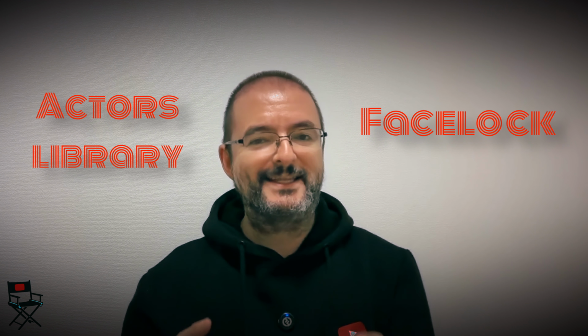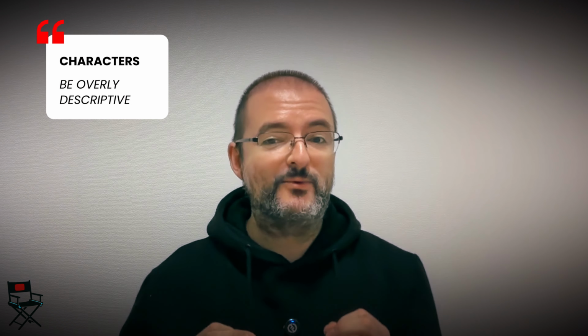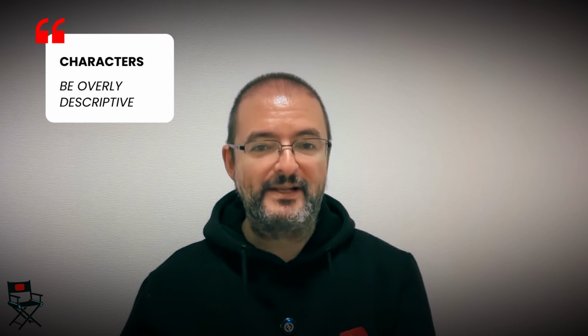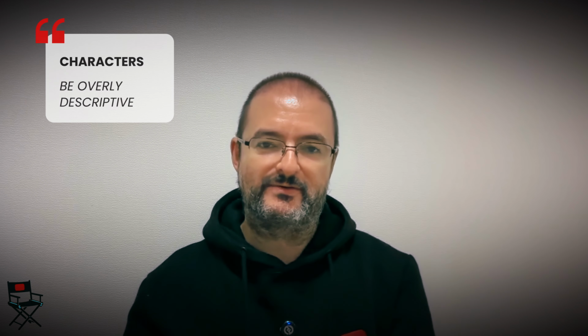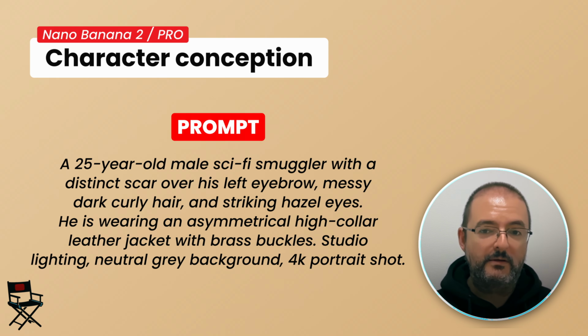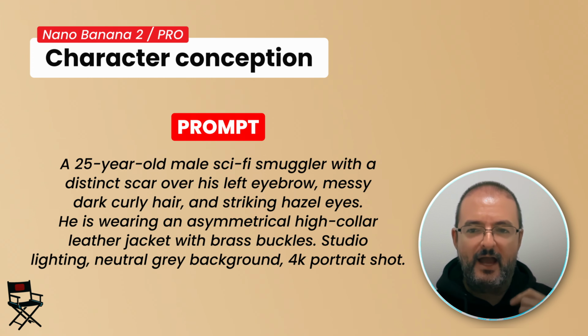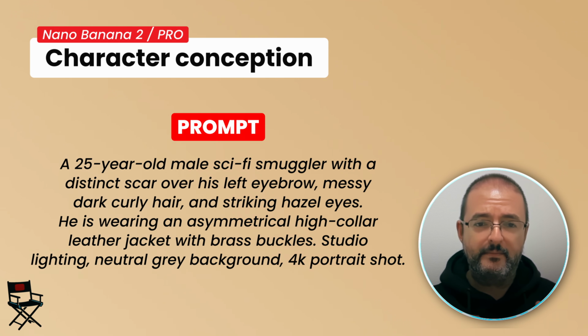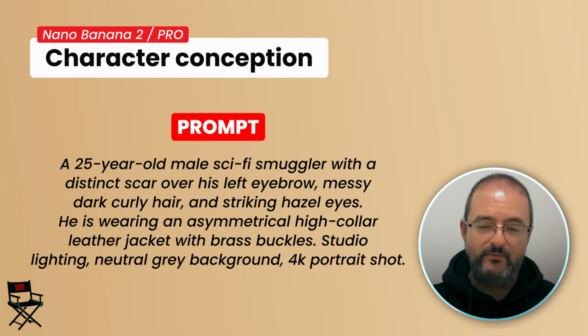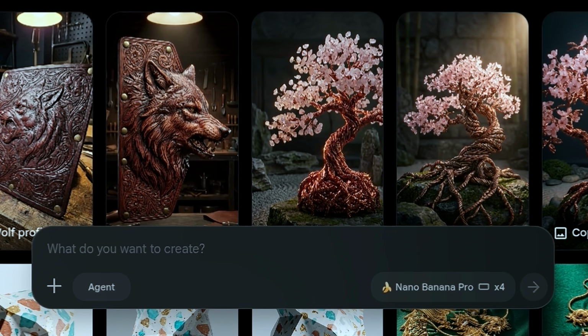First, we need to cast our lead. We are going to use Nano Banana 2 to generate a highly detailed base image. When creating a character, be overly descriptive about their permanent features. A 25-year-old male sci-fi smuggler with a distinct scar over his left eyebrow, messy dark curly hair, and striking hazel eyes. He's wearing an asymmetrical high-collar leather jacket with brass buckles. Studio lighting, neutral gray background, 4K portrait shot.